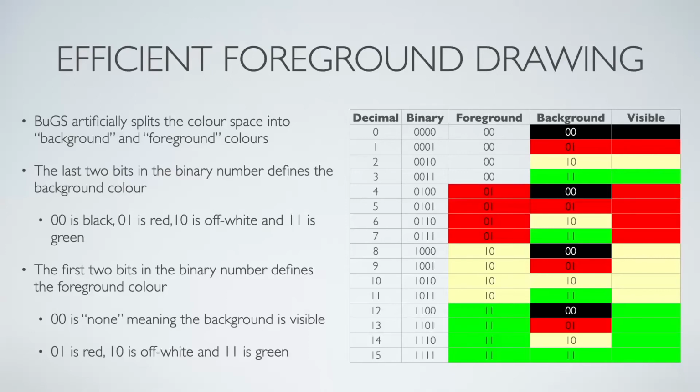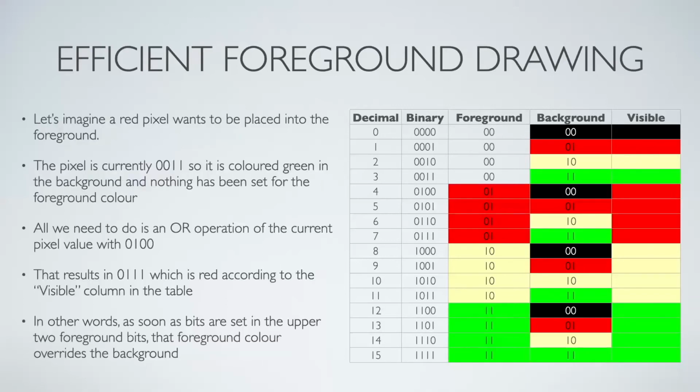What is really happening is that if the foreground color is non-zero, then the foreground color is what's visible, regardless of what is in the background color bits. But when the foreground color bits are 0, then the lower 2 bits, which is the background color, is what's visible. In a way, I'm artificially creating a foreground layer and a background layer in the super high-res screen by splitting the color space this way.